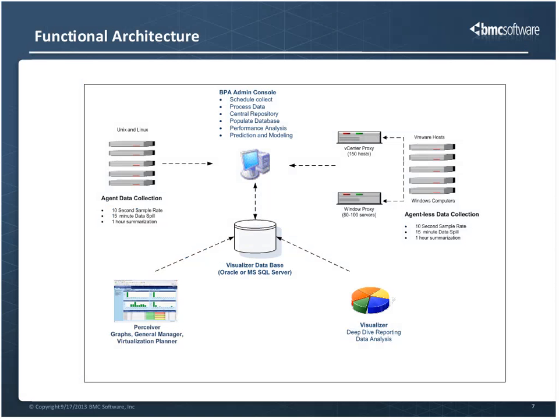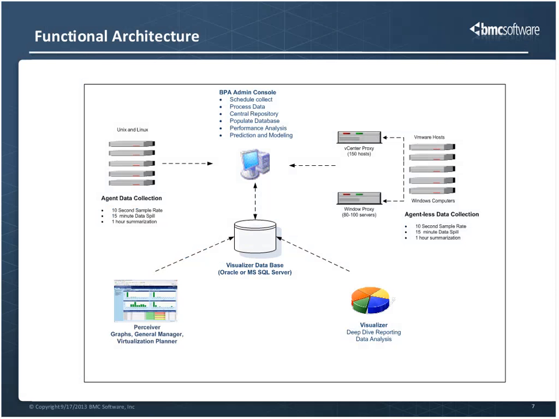Okay, so the first slide is basically an overview of how BPA works. So we've got a visualizer database, which is actually the central repository for all the capacity planning and performance data. And we have various collectors that collect data from various, I'm looking for my pointer here. Okay. There we go. So here's our capacity planning database, our console. We have collectors that collect data from VMware hosts via proxy. We also have Windows proxy, which collects data from Windows machines.